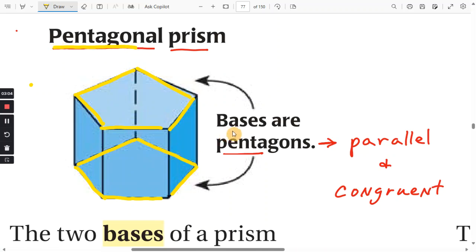And for a prism, the bases are both parallel and congruent. So the pentagons on the top and the bottom are the same size, they are congruent, and they are both parallel as well. If they extended forever, they would never intersect. So the prism is named after its bases. In this case, it's a pentagonal prism.